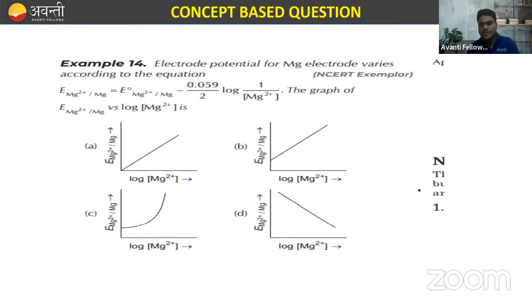Now, let me quickly do one concept-based question on this. The electrode potential for the magnesium electrode varies according to the equation E of Mg2+ to Mg equals E naught of Mg2+ to Mg minus 0.059 upon 2 log 1 upon Mg2+. This is the Nernst equation. The graph of the electrode potential versus log of Mg2+, the concentration, is given. Which of the following graphs is correct? You have to identify the correct graph.